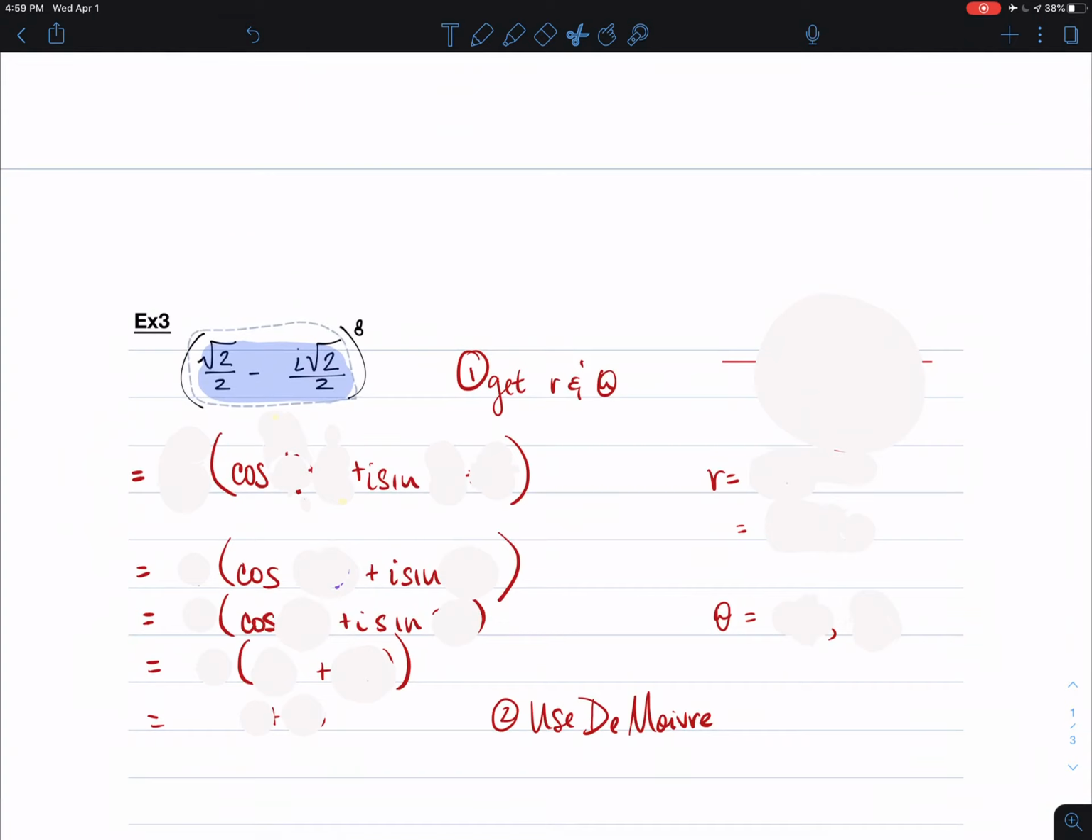So step number 1, let's get the r and the theta. You remember, if you know what your legs are, you want to draw it. So the first thing I did was draw my picture. Then I use the Pythagorean theorem to get my radius. And my radius ends up being 1. Hopefully that's a no-brainer because those are values right off the unit circle. But you can use the Pythagorean theorem if you didn't think of that.